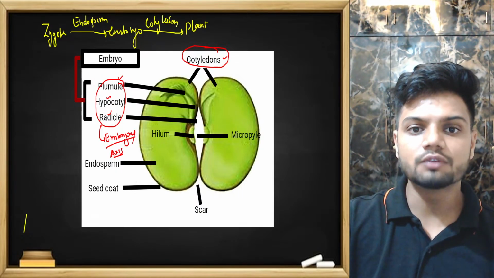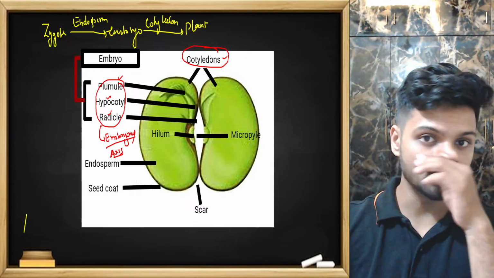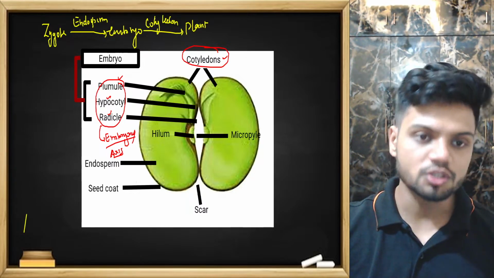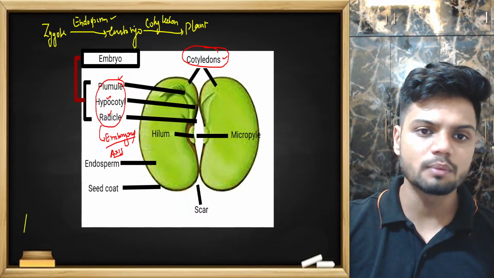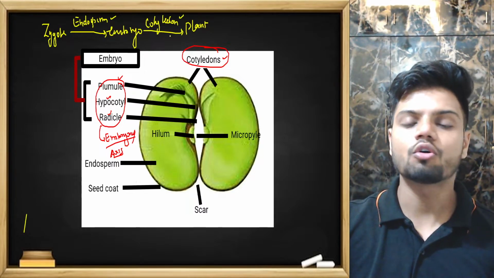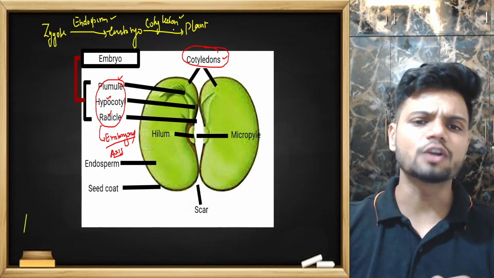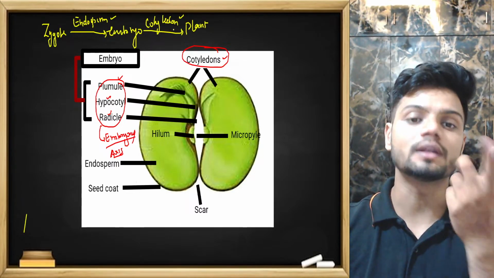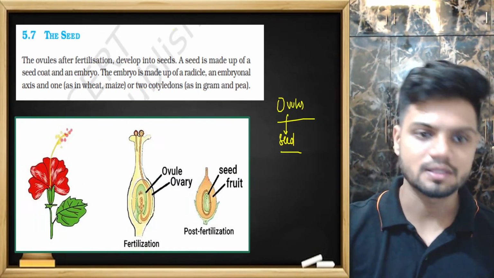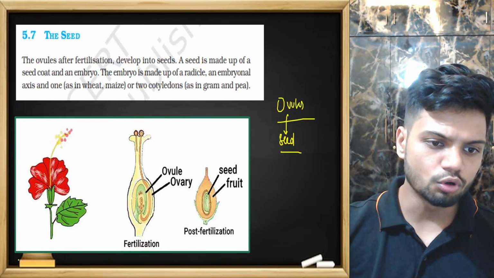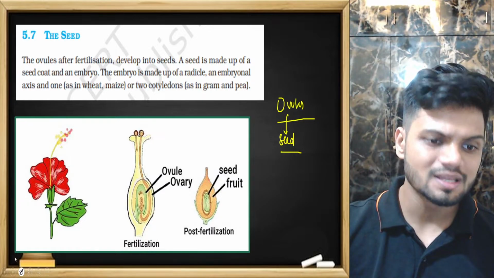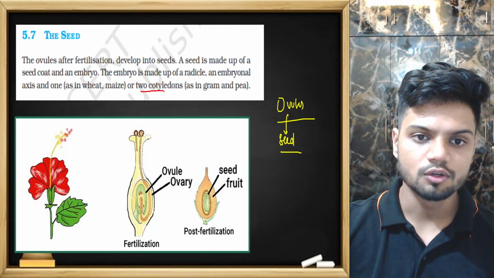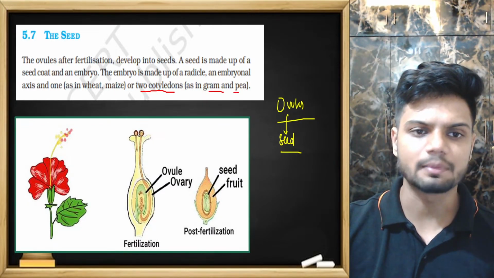I hope the difference is clear to all of you, where they are providing nutrition. Zygote to embryo, usually endosperm. Embryo to plant, usually cotyledon. And in the case of dicots, we have two cotyledons. That's why they are called dicotyledon plants. Two cotyledons in the case of dicots, like gram and pea, and a single cotyledon in the case of monocots.